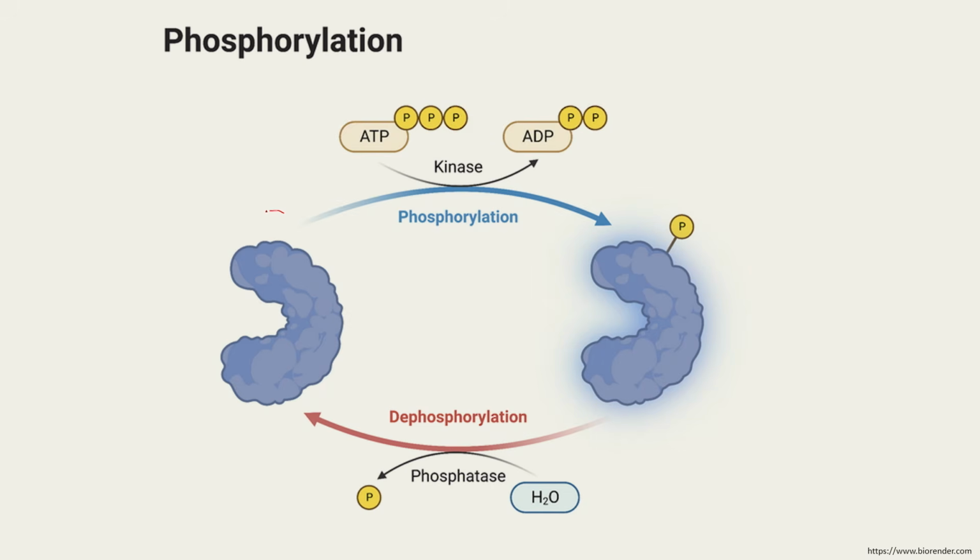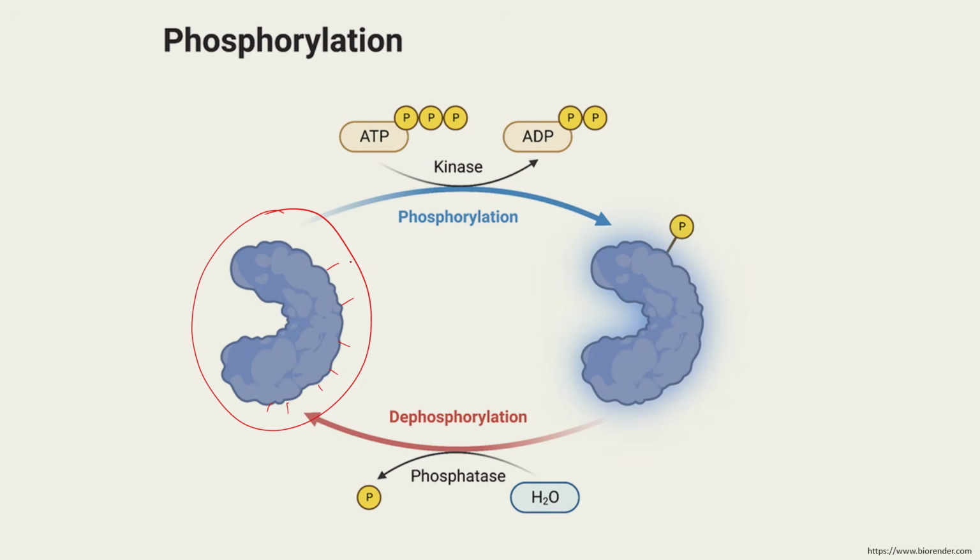So let's try to understand it in detail. Suppose this is a protein which you can see here, and this protein might have multiple amino acids that are responsible for phosphorylation, such as serine and threonine. Tyrosine is also one such amino acid. So serine, threonine and tyrosine are specifically the targets for phosphorylation.